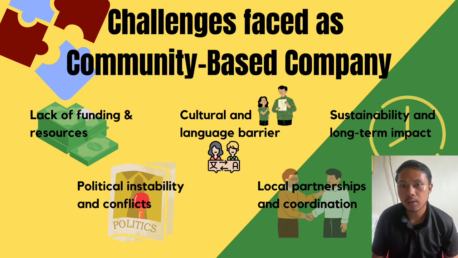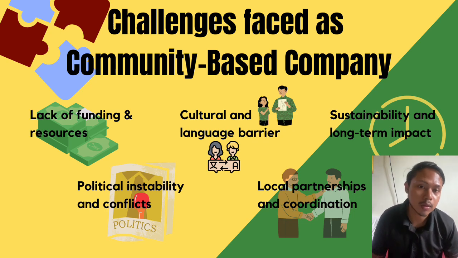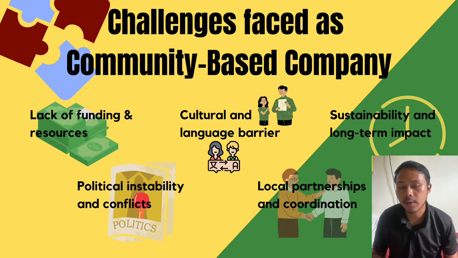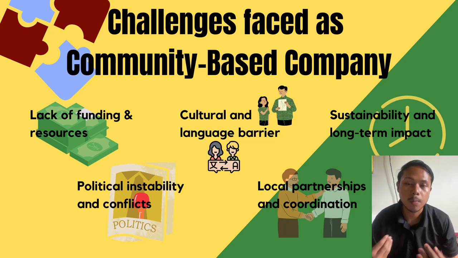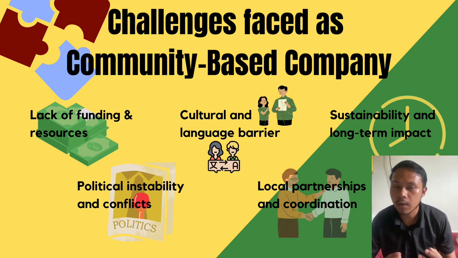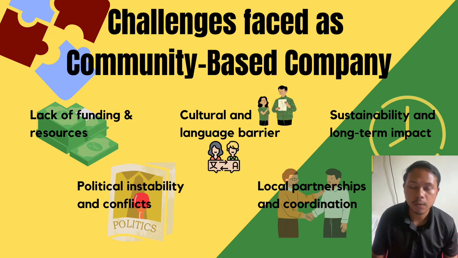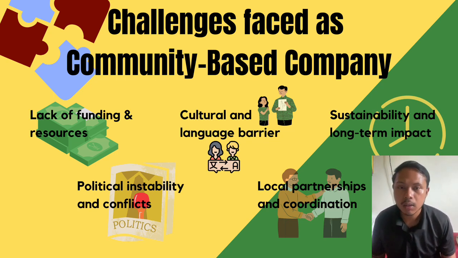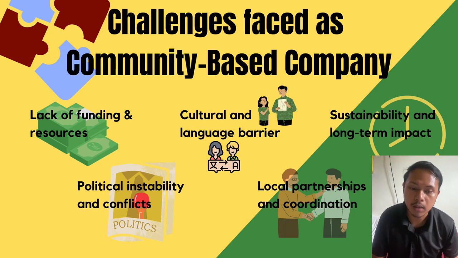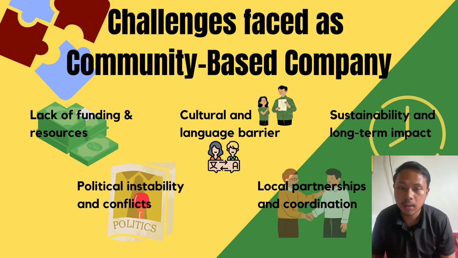Then there are political instability and conflicts. In some countries, the politics is not stable and there is a lot of conflict, for example countries that are at war. So it's hard for UNICEF to go there for safety reasons. So UNICEF cannot do anything there. It's one of the challenges that UNICEF needs to face whenever they want to deliver services to the children there.